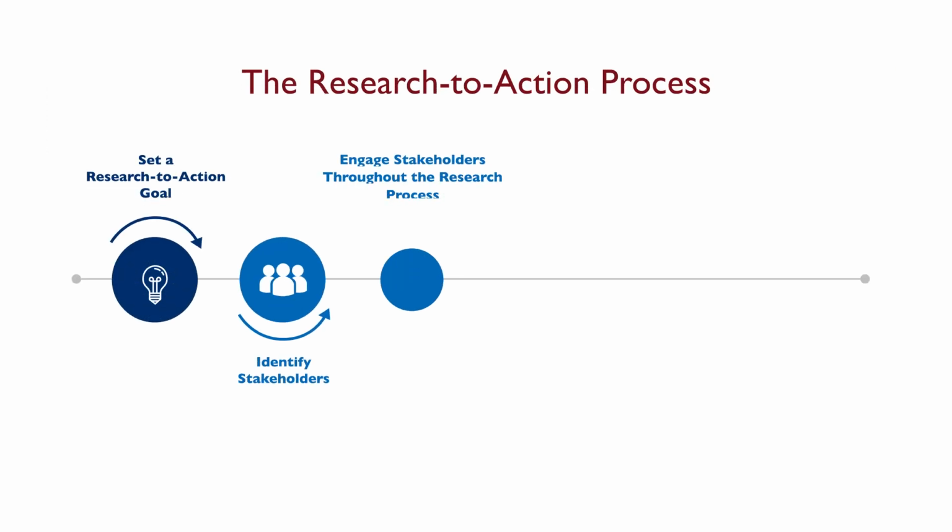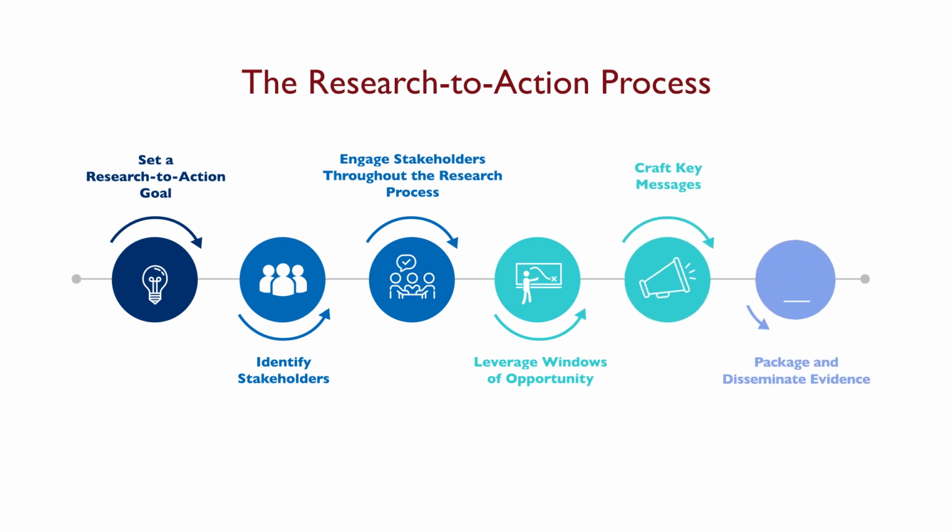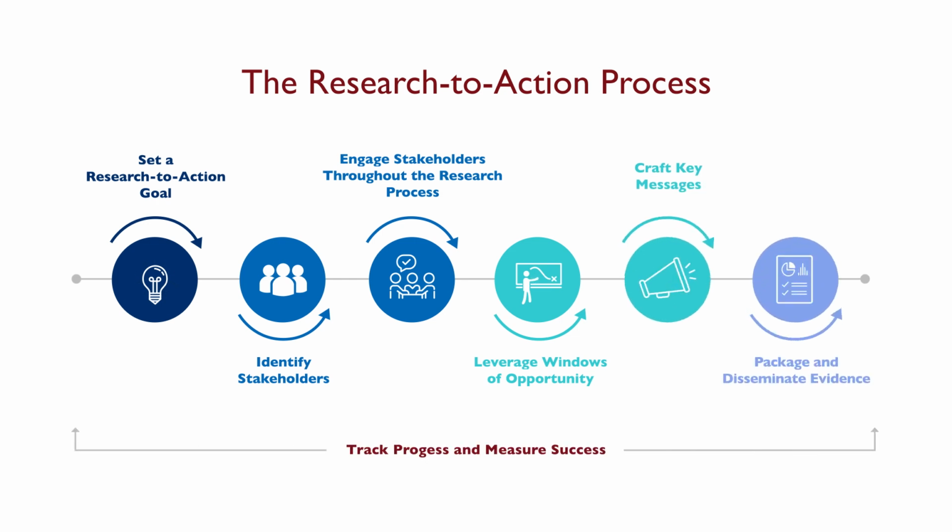Throughout the research to action process, make sure you are tracking progress towards your goals. Identifying desired outputs and outcomes based on your R2A goals helps you determine if your activities are advancing those goals or if you need to adapt your approach. Above all, remember that creating a research to action plan is not a one-time event. Your R2A plan is meant to be a living document that can be updated as your research advances and you identify new opportunities.